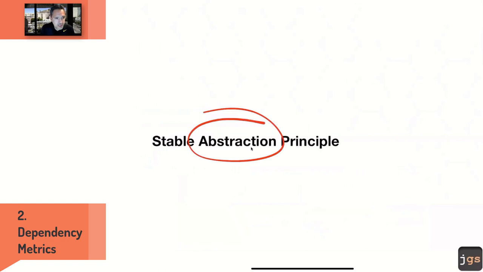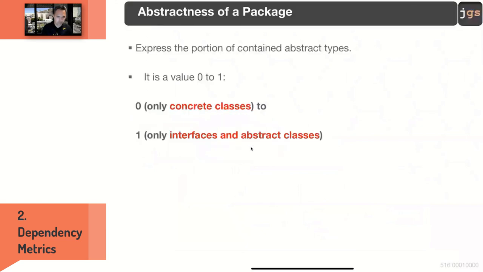Let's talk about abstraction, and let's talk about stability, two concepts. I am going to give you the definitions so you can be sure to understand the concepts. We can talk about the numbers later. Definition, number one, abstraction. If we're talking about a class, two options. If the class is abstract or an interface, the abstraction metric is going to be one.